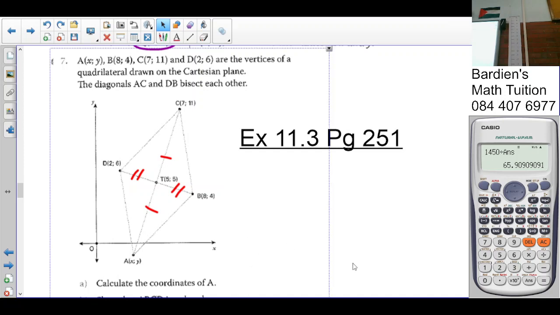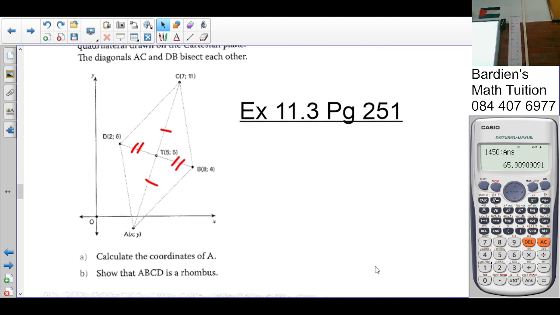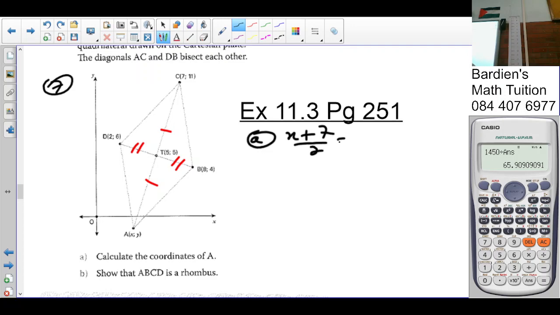Well, as I just did now, you can work out A. Not so. Let's put here number 7. So in A, it's going to be x plus 7 over 2 is equal to 5. And then y. What's wrong? Y plus 11 over 2 is equal to? It's equal to what?